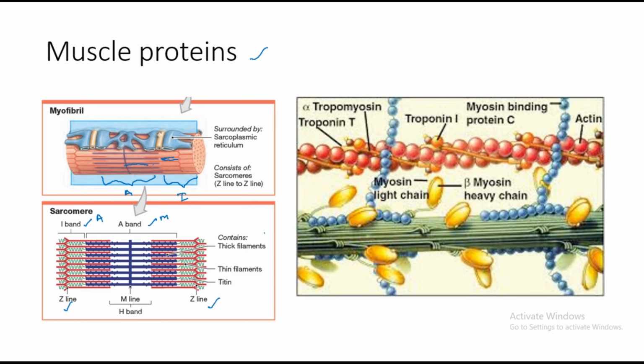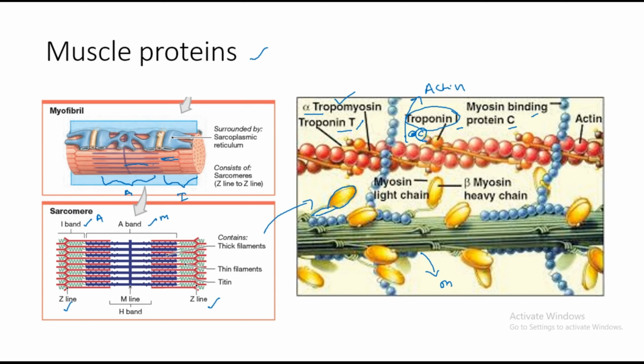And if you magnify this area, we have myosin heads. This is a complete myosin filament. These are actin filaments. The actin filaments attach with alpha tropomyosin, troponin T, and troponin I. Troponin C is not shown here; it is somewhere here. C stands for calcium. This is myosin binding protein C.